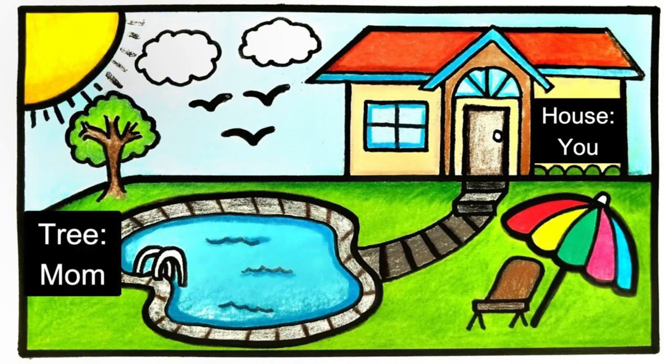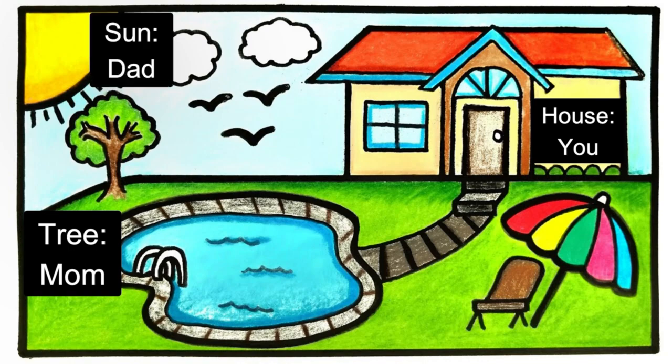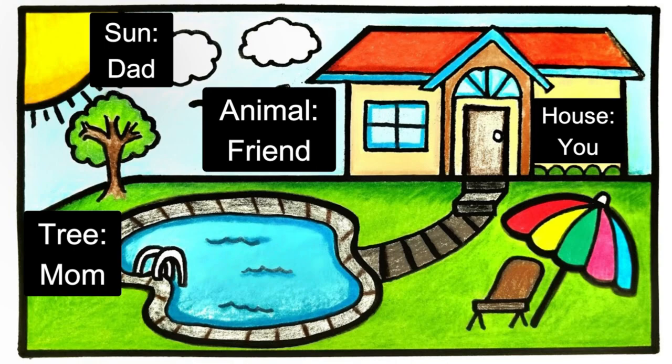The tree is your mom. What is your relationship with your mom? The branches, how big it is. Is it close or far away from the house? Sun is your dad. How close is your relationship? Is it big or small? Is it bright? Does it look friendly? Does it look scary? Whatever animal it is connected to their friends. How do they see their friends?